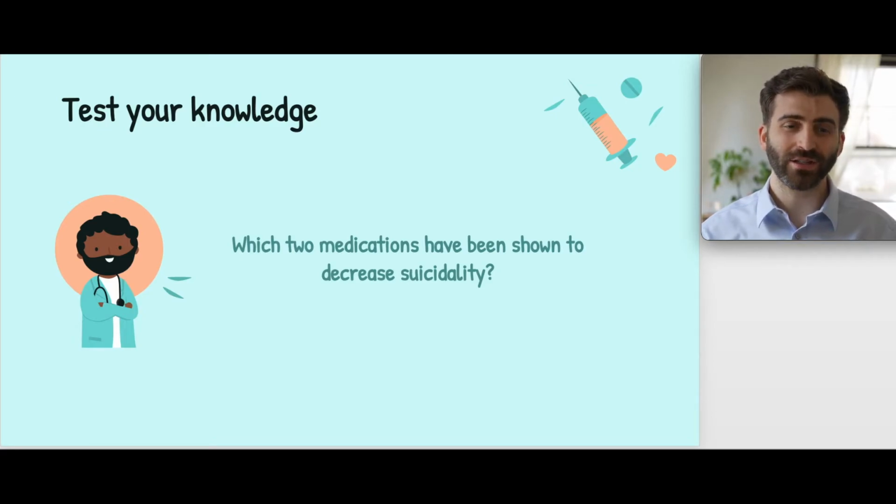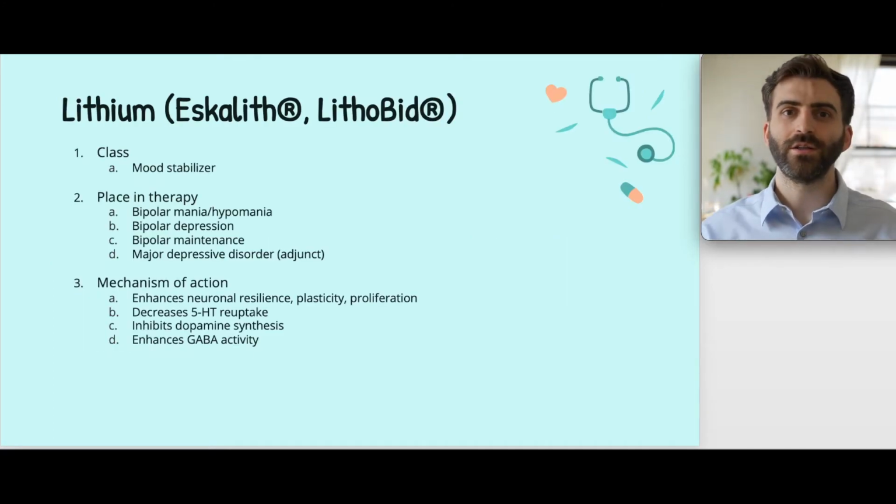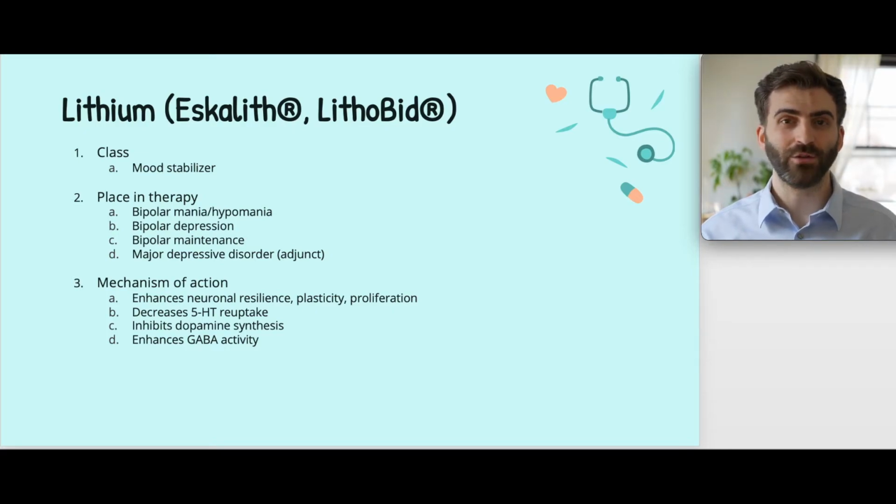The two medications are actually lithium, which has been shown in bipolar disorder to decrease suicidality, and clozapine, which has been shown in schizophrenia and schizoaffective disorder to decrease suicidality. Of note, none of the antidepressants have, so it's these mood stabilizer and antipsychotic that have. So let's talk about lithium for a little bit. So lithium is a mood stabilizer. It's an element, it's on the periodic table, it's natural, it's a metal, there's plenty of things about lithium.